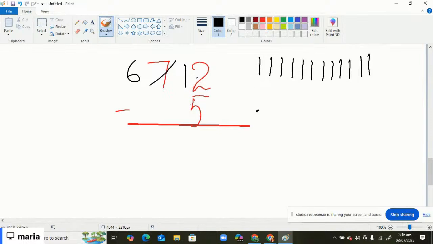Now remove 5. 1, 2, 3, 4, and 5. How many left? Just count it. 1, 2, 3, 4, 5, 6, and 7. So 7 is the answer here. And now this 6 stays as it is, because there is no number here. So this 6 as it is we're going to put.